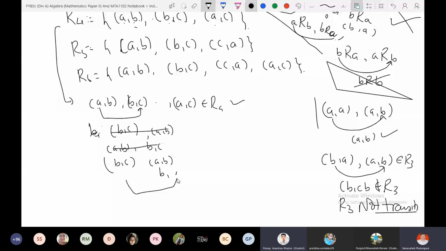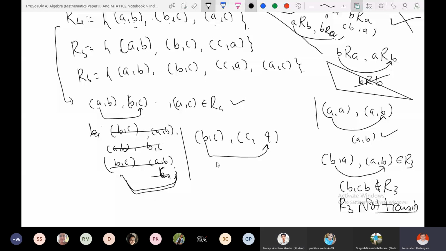If A is related to C and C is related to something, then we bother about whether B is related to that thing, right? So if B is related to C and C is related to something else, then we bother about whether B is related to whatever it is. Is it clear?